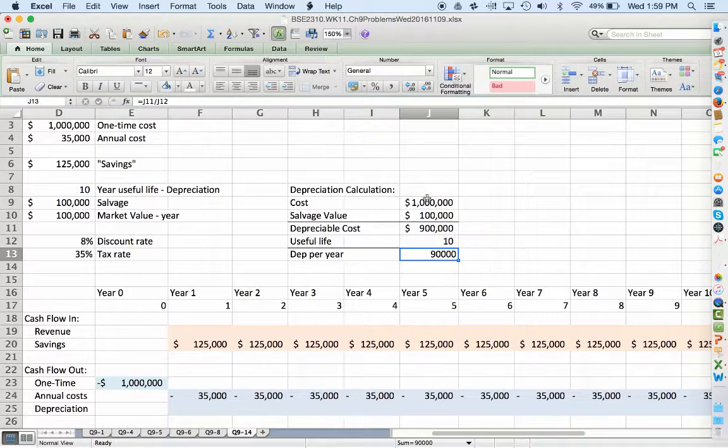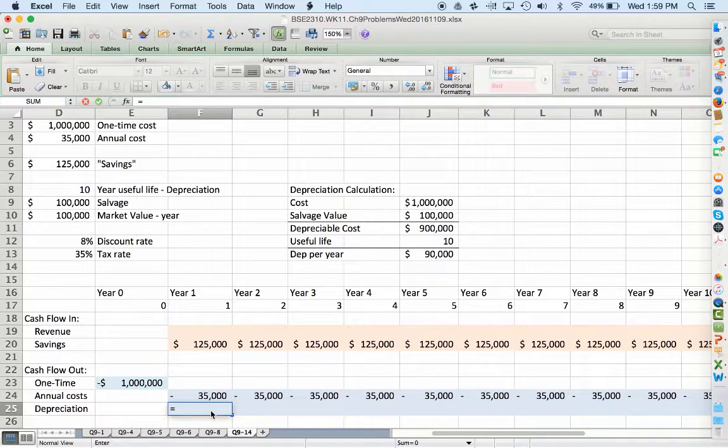So then what I can do is go down to my cash flow out, include the negative 90,000. Now, I'm building the P&L. Even though this is in a little section called cash flow out, I'm going to include the depreciation even though it's not a cash expense because I'm going to add it back in at the bottom. Okay? And then just like I did above, we'll copy that 90,000 to the remaining years.